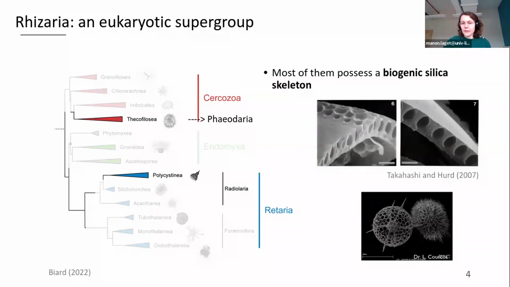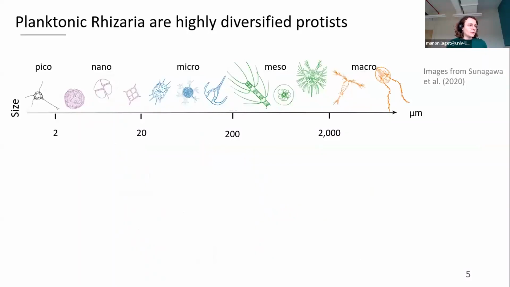Most planktonic Rhizaria can produce a skeleton made of biogenic silica, and this skeleton can have various structures and ornaments, as you can see on this picture. On the top picture, you have a Phaeodaria skeleton, and the bottom picture shows the skeleton of two Radiolaria specimens. You also have Rhizaria with no skeleton at all. So Rhizaria are highly diversified protists.